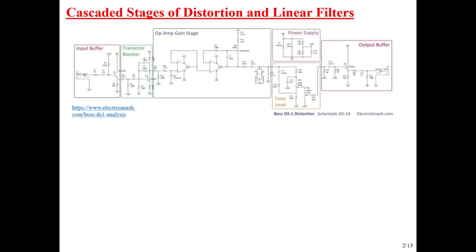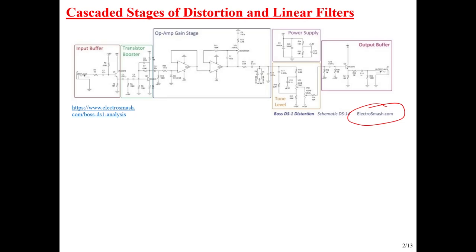So let's just look at the thing that we're trying to simulate here. We're looking at a distortion box. This is the Boss DS1 distortion box. And again, the schematic comes from electrosmash.com. I've been encouraging you to go there. Loads of good information there on the analog circuits for doing these kinds of things. Really great place. If you're interested in guitar effects, that's a good place to go to learn. Really good analyses of them.